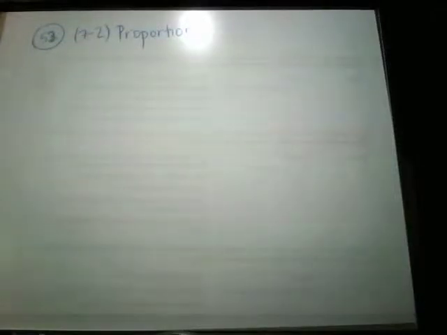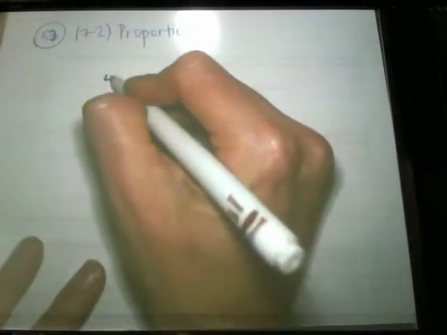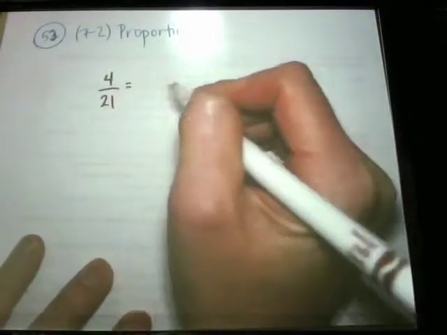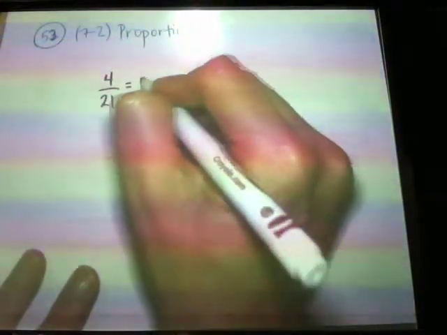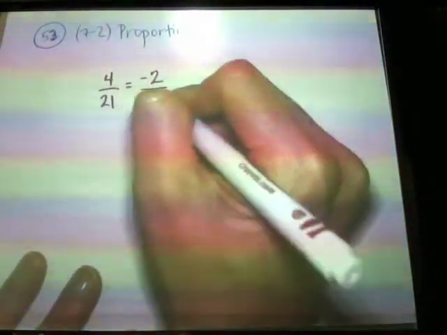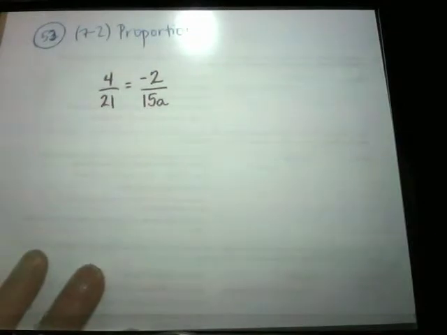At yesterday's lesson. Most of this is stuff that we have already done. We spent a lot of time last year on proportions, so I'm going to give you a quick refresher. 4 over 21, there's one ratio, equals negative 2 over 15a.